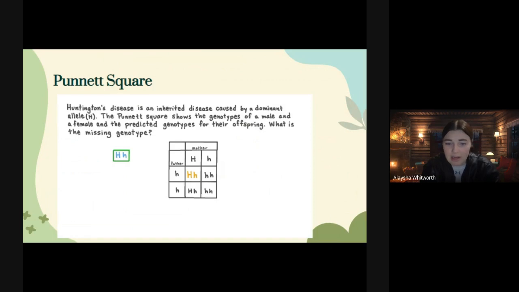When you look at that, there's basically a 50-50 chance that they're going to get Huntington's disease, because the mother is a carrier, whereas the father doesn't carry it at all. If the father was a carrier and the mother was a carrier, then there'd be a 75% chance that the child would have Huntington's disease, and a 25% chance that they wouldn't, where the little h's are.